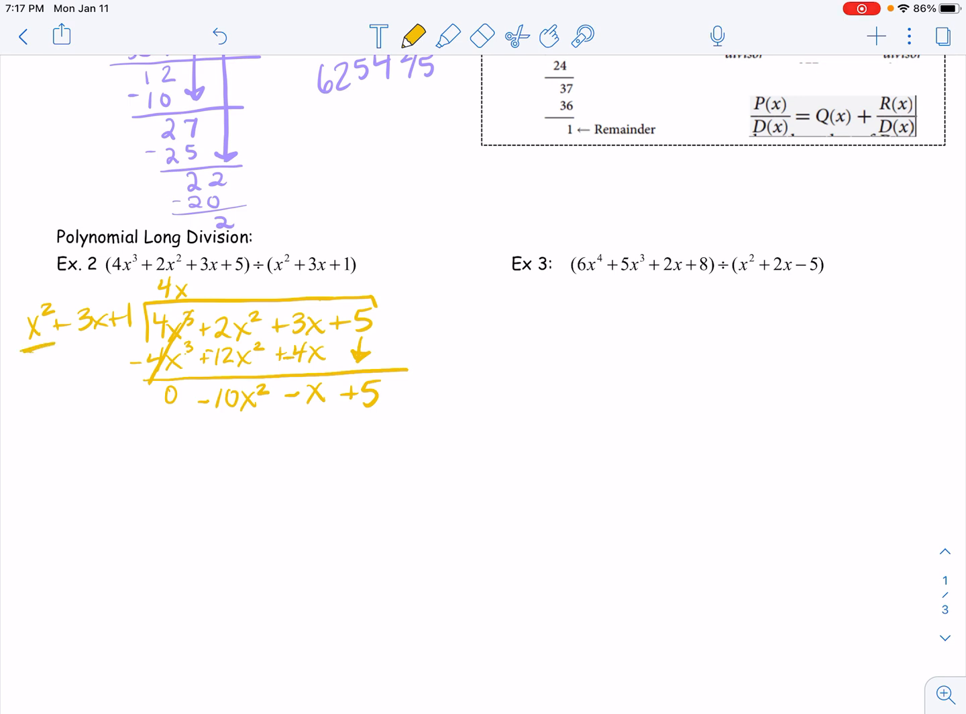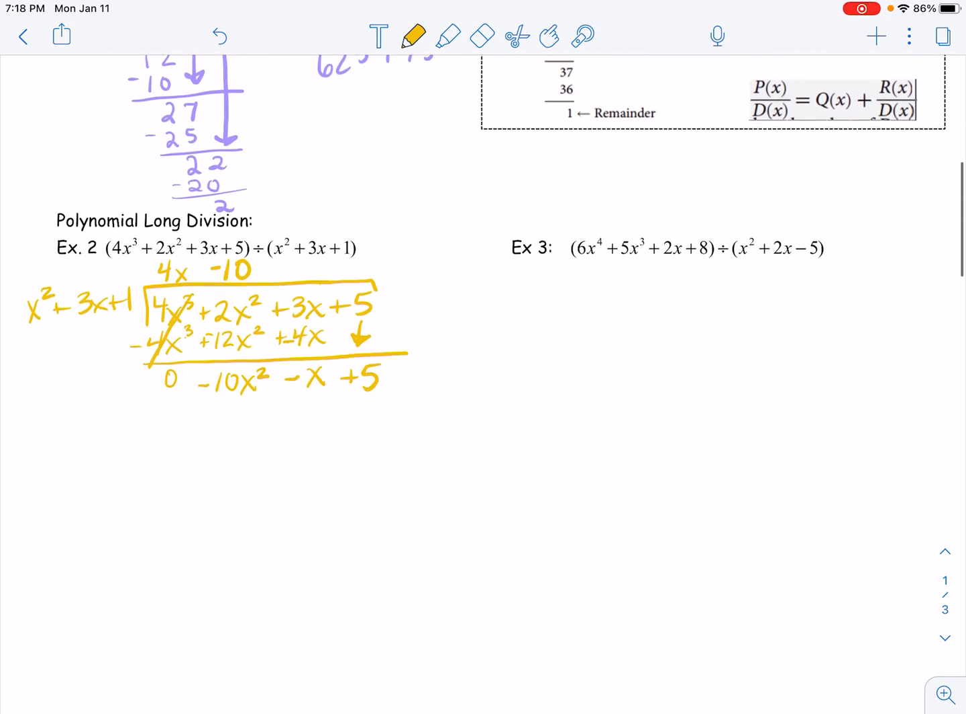Again, only the first term. What is negative 10x squared divided by x squared? Well, negative 10x squared divided by x squared is just negative 10. So negative 10 goes at the top. Now I take that negative 10 and I multiply to everybody in the divisor. So negative 10 times x squared is negative 10x squared. That's a good thing. We should be getting the same exact thing back. Negative 10 times 3x is a negative 30x. And then negative 10 times 1 is a negative 10.